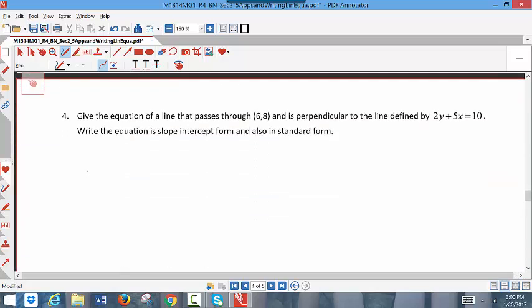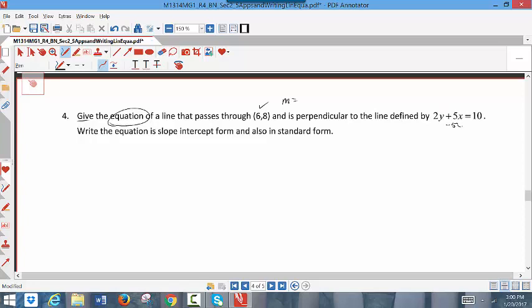Give the equation of a line that passes through the point (6, 8) and is perpendicular to this other line. Okay, so to write an equation, I need a point, which I have, and I need a slope, which I don't have. But I'm going to pull my slope from this other equation. To find the slope of this other equation, it must say y equals, so I know the slope is the coefficient of the x variable.